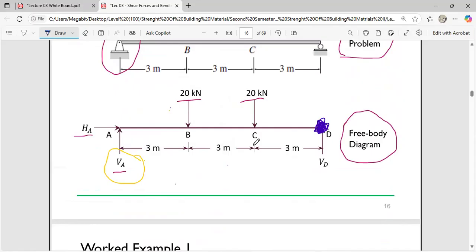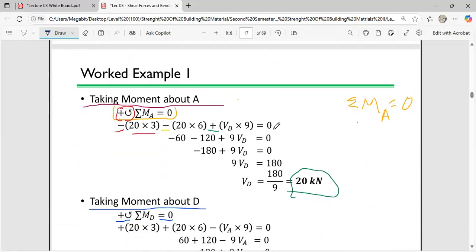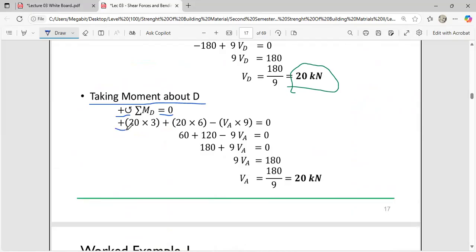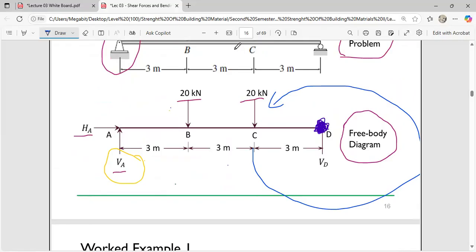First of all, you open to 20 kilonewton and you follow this direction and move about the origin. You realize that this is going to take an anti-clockwise movement, so it's going to be positive. So that's why you put positive over it: 20 times 3. Okay, good.